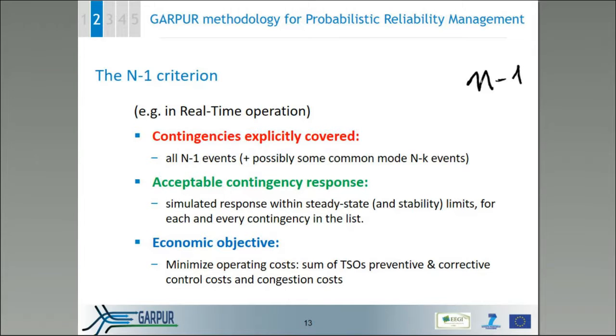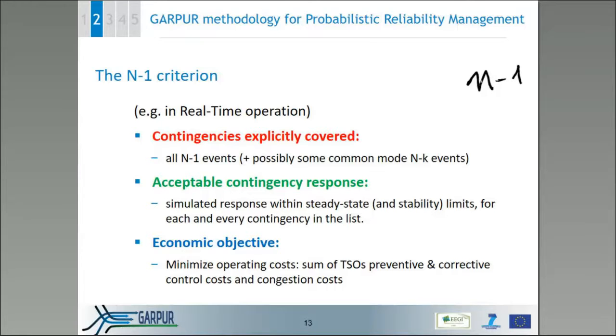So, well, the N-1 criterion, as I guess everybody knows, for instance, for real-time operation, consists of defining a list of contingencies, typically all N-1 events that have to be covered. And sometimes, of course, there are some additional N-K events included in that list if deemed necessary. And for each one of these contingencies, the system should be able to survive, meaning that the simulated response within steady state and stability limits has to be satisfied for each and every contingency in that list. And within this set of constraints, then the TSO can optimize an economic objective, which would be, for instance, minimizing operating costs, which are typically a sum of preventive and corrective control costs and also congestion costs.